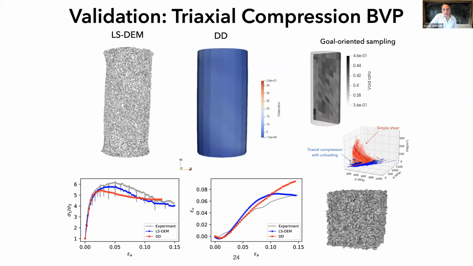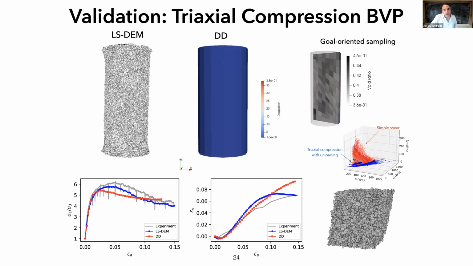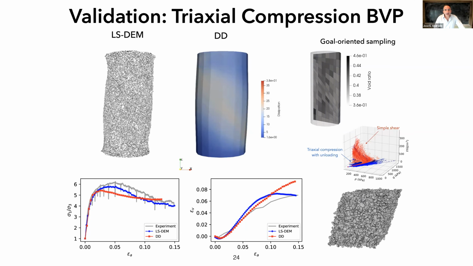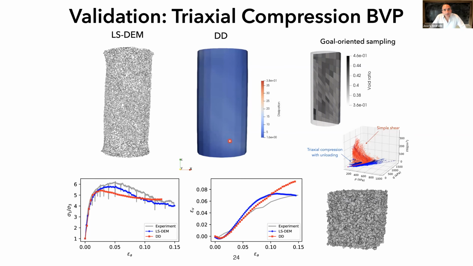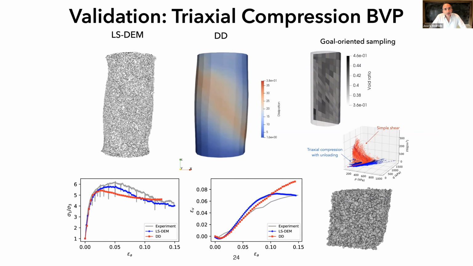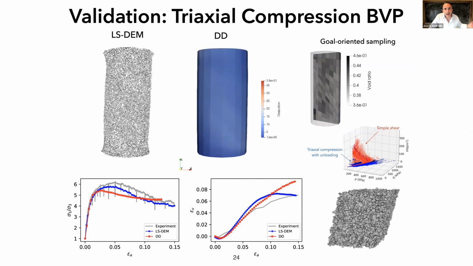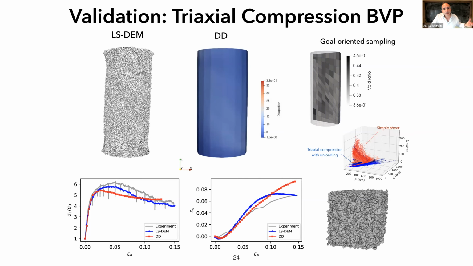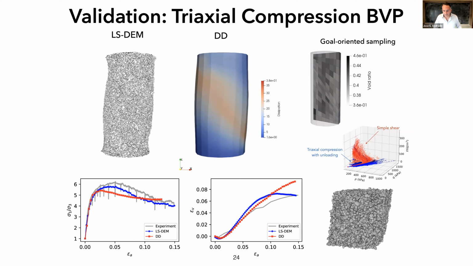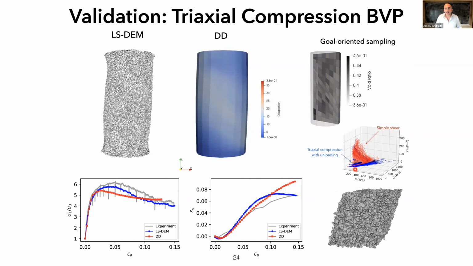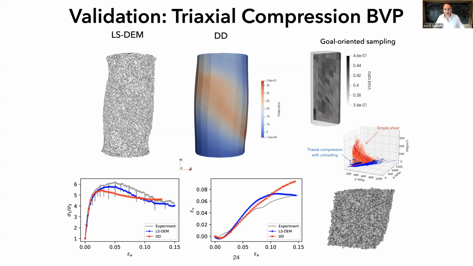And what's remarkable is that the DD model, this one here in the center, has absolutely no information about the constitutive behavior. It's sampling everything it knows about stress and strain from this data that is being built on the side using very simple tests like shear tests.